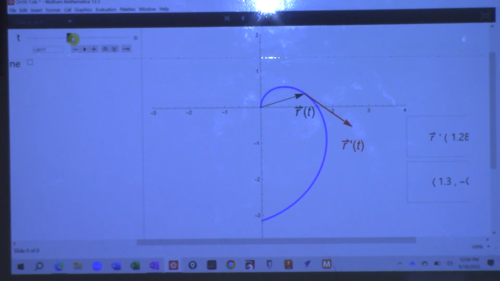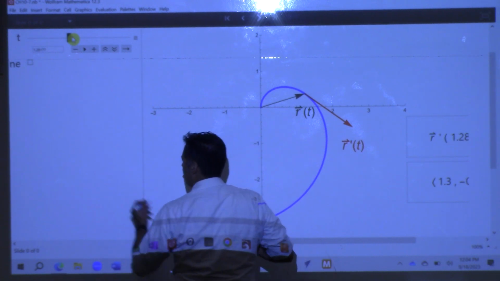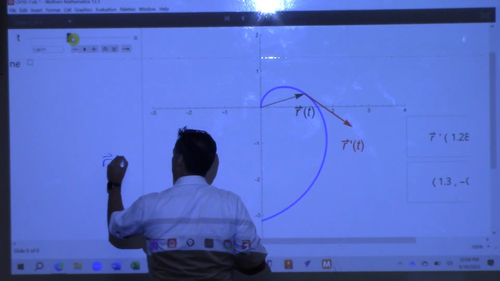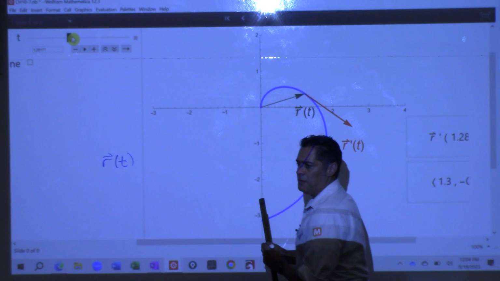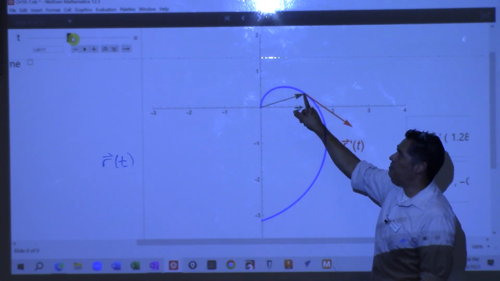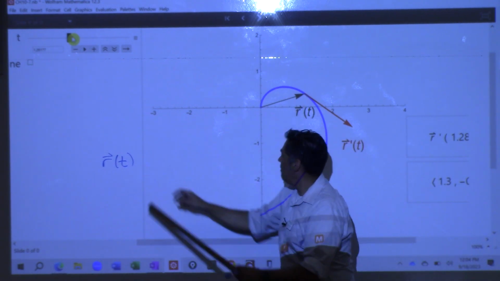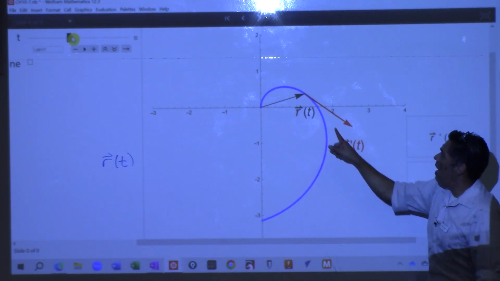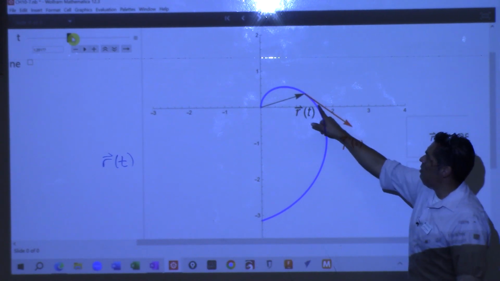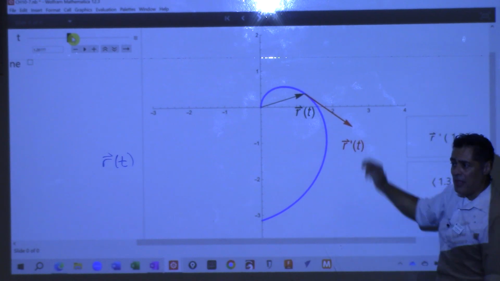Okay, so look at that picture right there. We have some vector function, r of t. If I plug a value of t into this, I get the black vector, which takes me to a point on the blue curve. If I plug that same value of t into the derivative, I get this red vector, which is running tangent to that curve at that point.